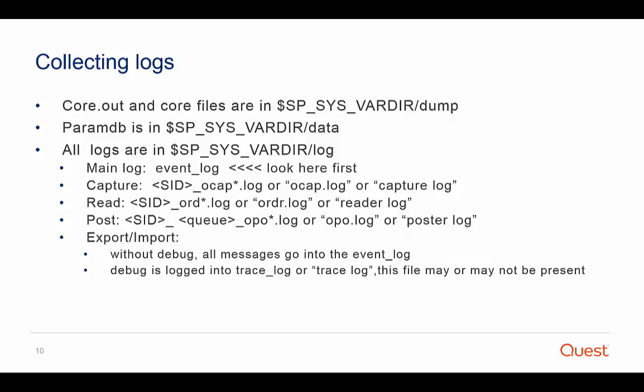The export and import processes do not have their own logs. Instead, the information is logged into the event log, and when you turn the debug on, the information will go into a file named tracelog. The tracelog for export will be on source, and the tracelog for import will be on target. Although named the same, these will present separate information in the same way as the event log will show different information between source and target.